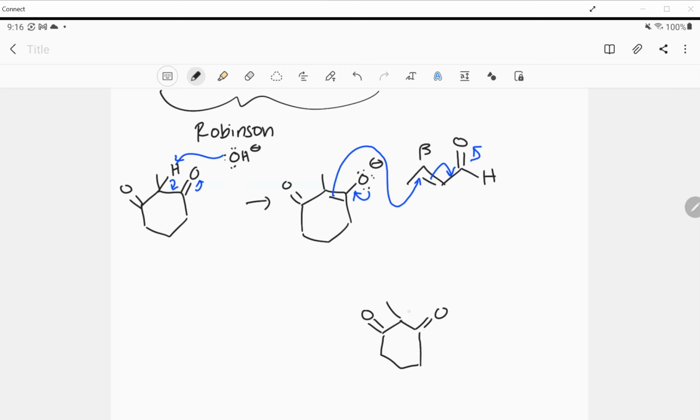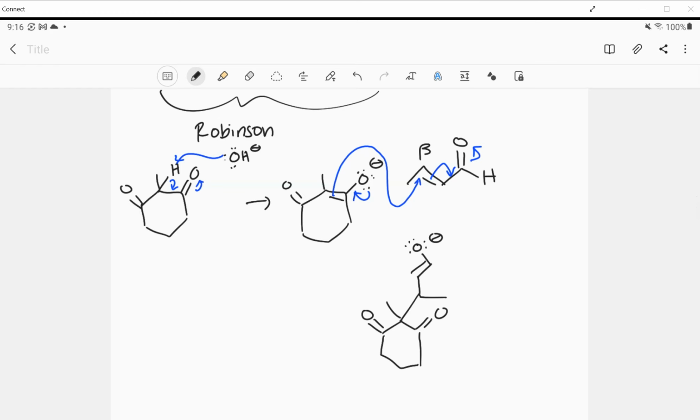Alright, and then we've now got 1, 2, 3, 4 carbons. So 1, 2, 3, 4 carbons. We now have, that's not connected to the oxygen, by the way, that's just a methyl group.